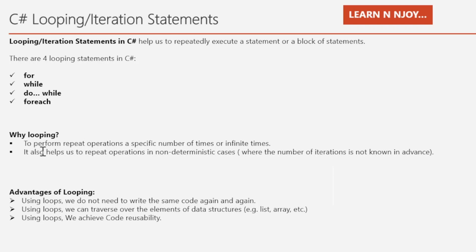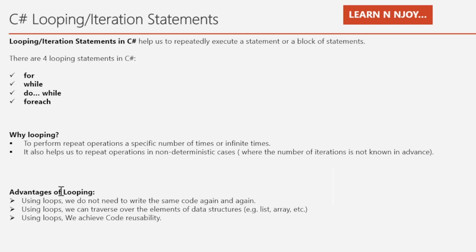Number one reason is to perform a repeat operation a specific number of times or infinite times. So whenever there is a requirement to repeat the same type of instruction, we can do so with looping. Number two, it also helps us to repeat operations in non-deterministic cases where the number of iterations is not known in advance. So sometimes when we are not aware of how many times we will have to execute the same set of instructions, we can go with looping. At runtime, it will check how many times the loop needs to be executed, right?